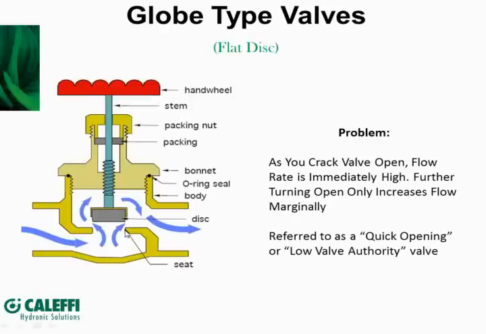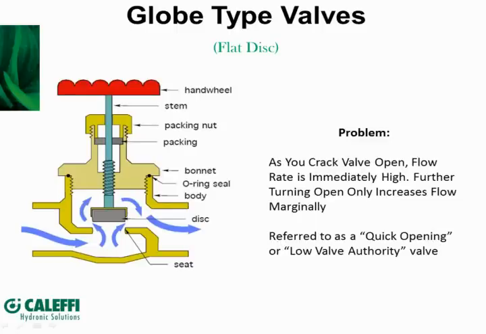And from the closed position and turning this valve open to allow flow, as you crack that valve open, the flow rate jumps quickly. The further turning of the valve only increases flow marginally. So it's called a quick opening valve or a low valve authority type of valve. This is not a very good valve to be used for balancing as such because it has such a quick opening characteristic.